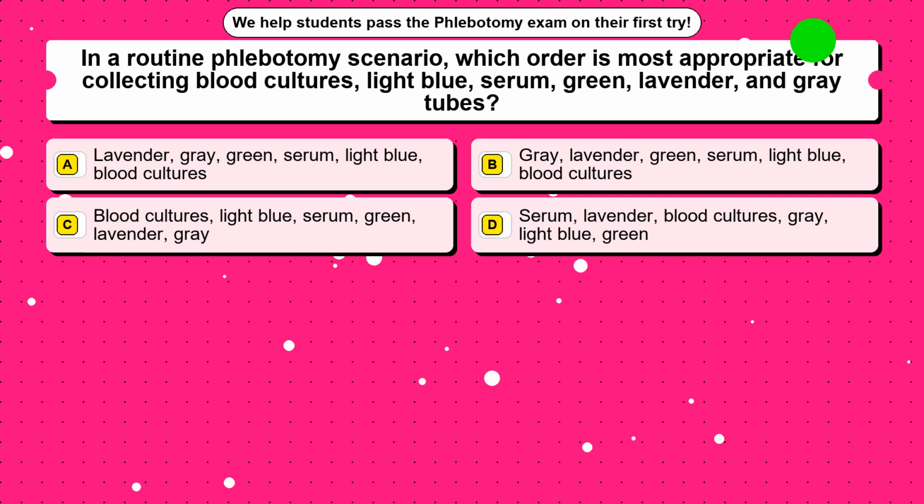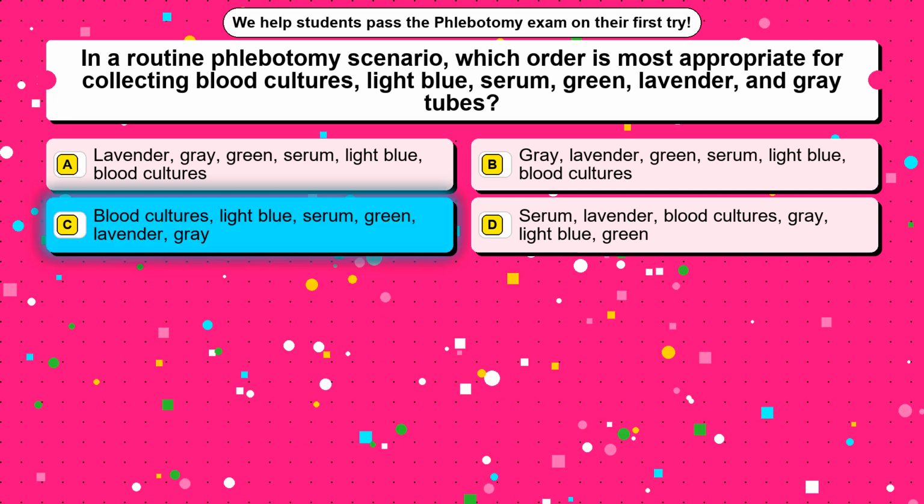Question 22. In a routine phlebotomy scenario, which order is most appropriate for collecting blood cultures, light blue, serum, green, lavender, and gray tubes? Option A: lavender, gray, green, serum, light blue, blood cultures. Option B: gray, lavender, green, serum, light blue, blood cultures. Option C: blood cultures, light blue, serum, green, lavender, gray. Option D: serum, lavender, blood cultures, gray, light blue, green.